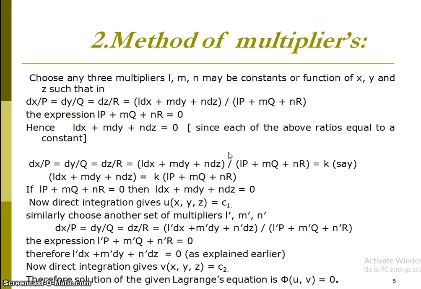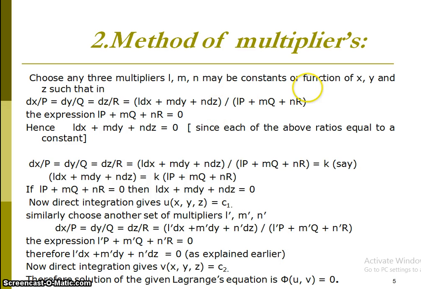So what is the method of multipliers? In the method of multipliers, choose any three multipliers l, m, n, which may be constants or functions of x, y, z, such that dx by P equal to dy by Q equal to dz by R equal to l dx plus m dy plus n dz, whole divided by lP plus mQ plus nR. So this is the method of multipliers.